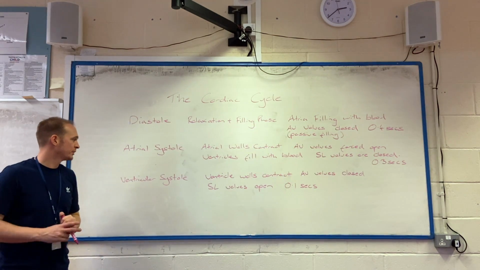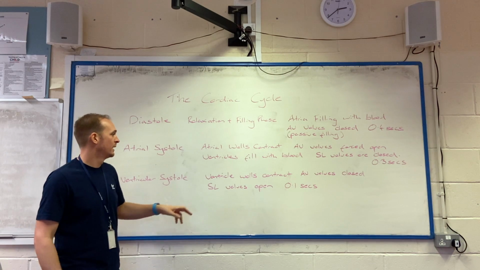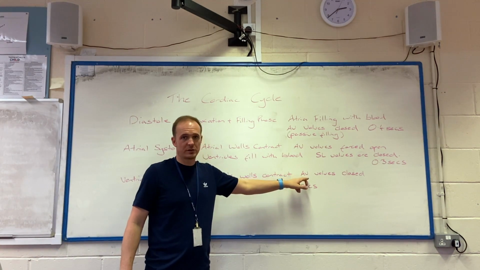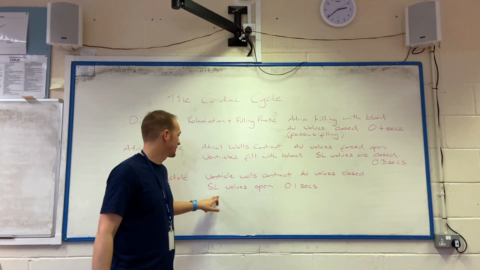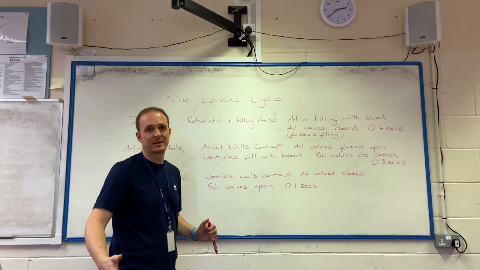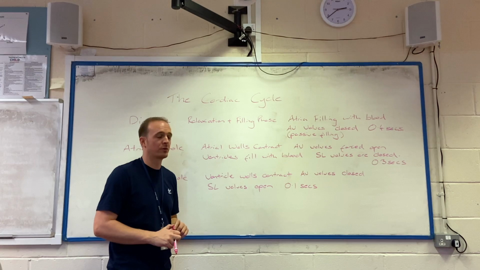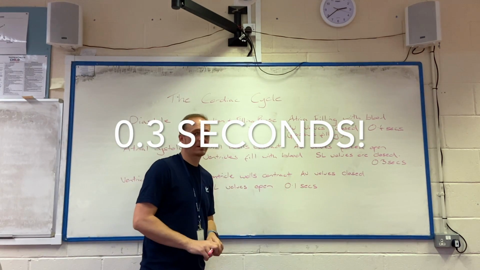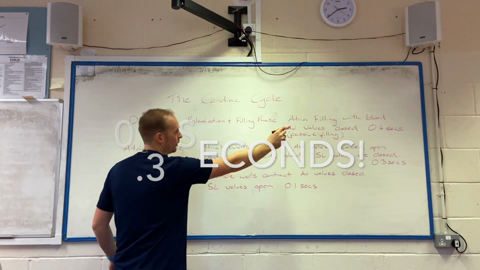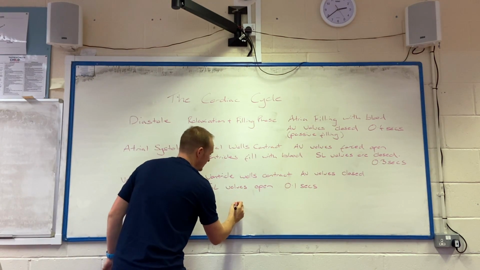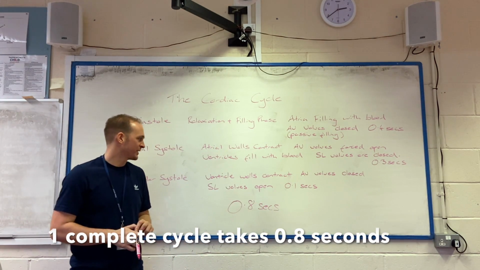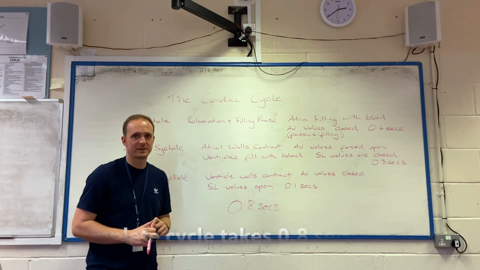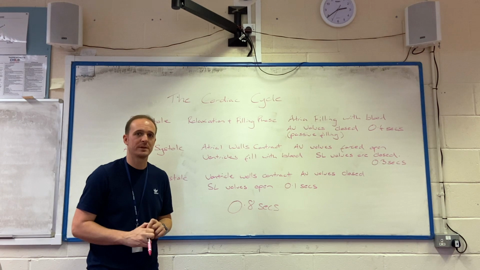And then we finish up with ventricular systole. This is where the ventricles are contracting. So the ventricle walls contract. Atrio-ventricular valves are now closed because you don't want blood backflowing and going back up into the atria. And the semilunar valves open, allowing blood to enter the aorta and the pulmonary artery. That takes 0.1 of a second. And that means your full heartbeat, when you add 0.4, 0.3, 0.1, takes 0.8 seconds. Okay, and that's where we get our average heartbeat of 72 beats per minute, because your heart is beating every 0.8 of a second at rest on average.